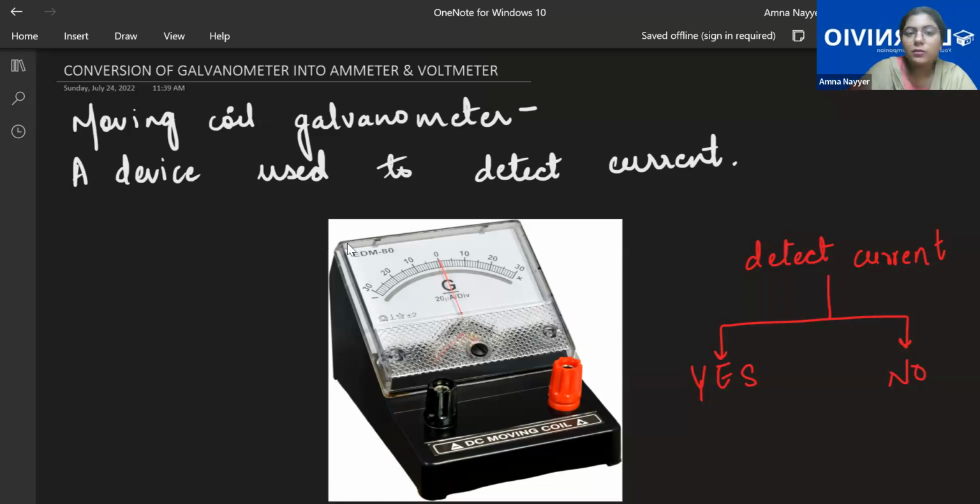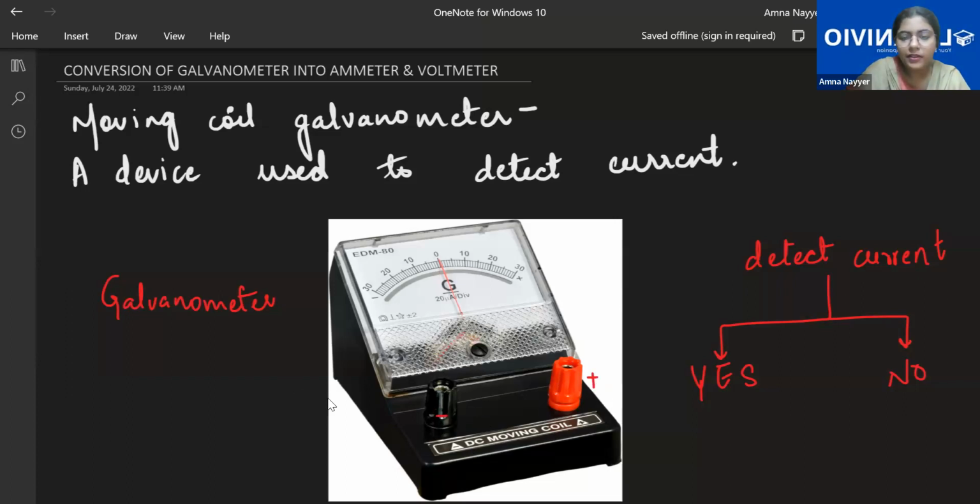So what does a moving coil galvanometer do? Why do we call it a moving coil galvanometer? That I'll tell you in its structure. Basically, just understand this device is known as a galvanometer, and it won't measure the current. It will just detect the current. See, if this is the device, this is one terminal, the negative terminal. The black one will be the negative terminal, and this one will be the positive terminal.